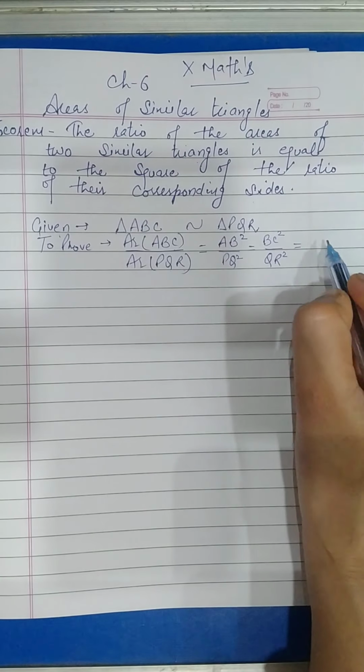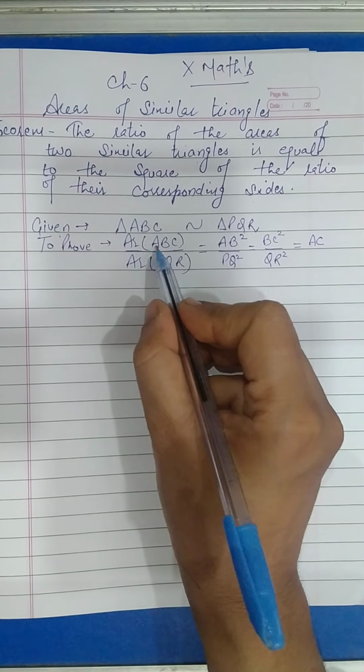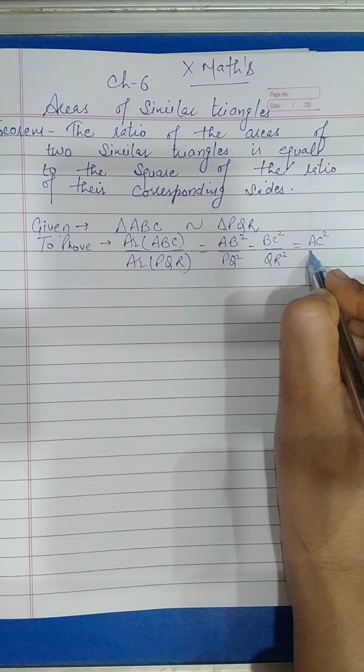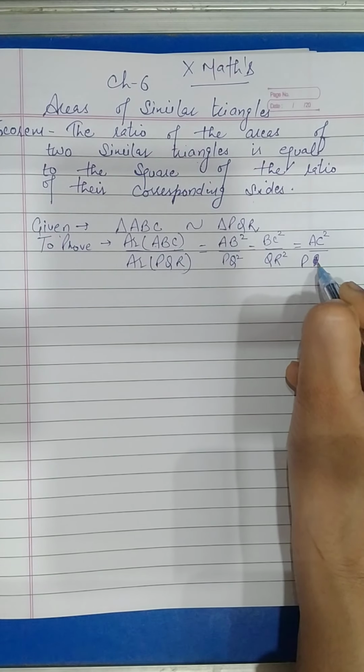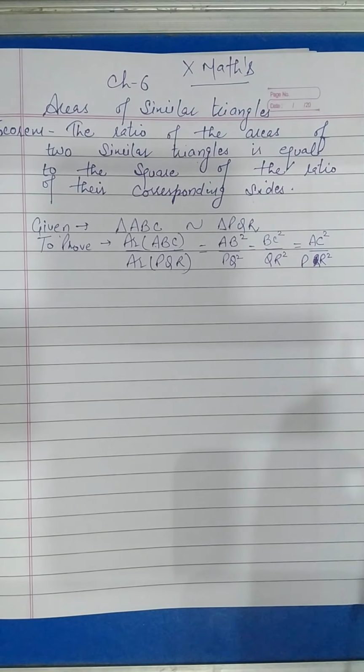And the third side is AC, so AC square upon PR square.